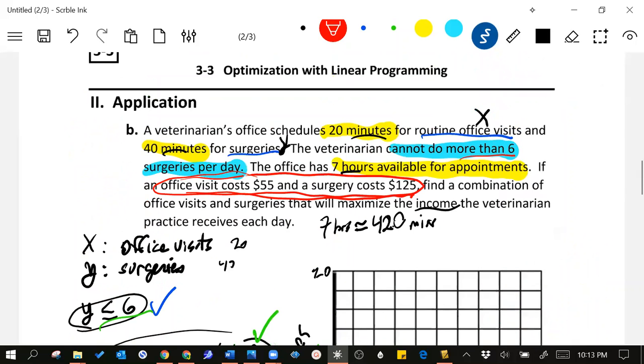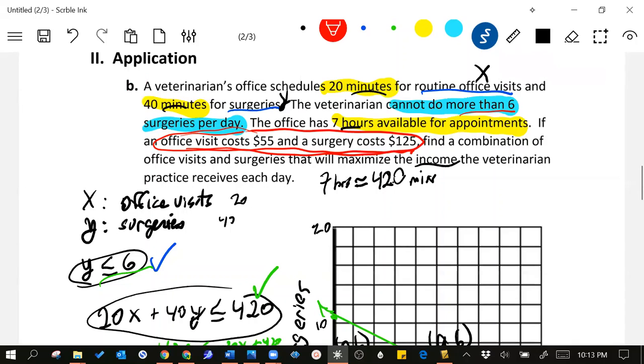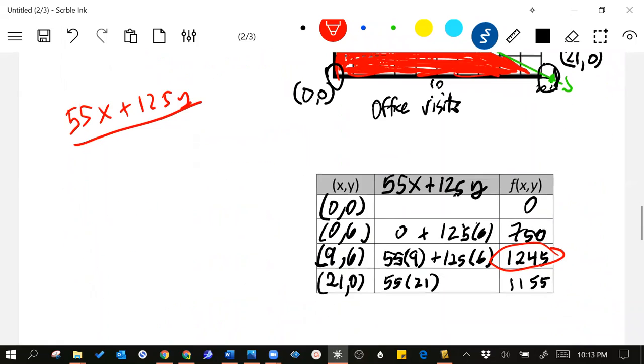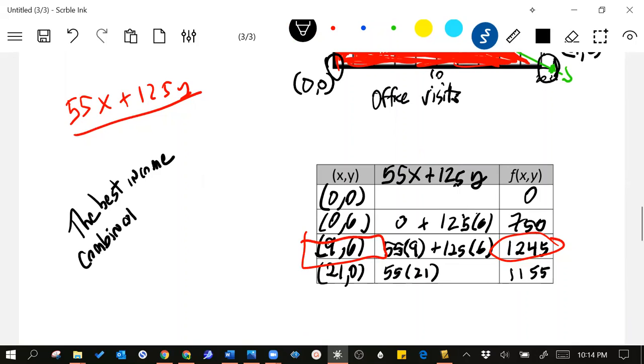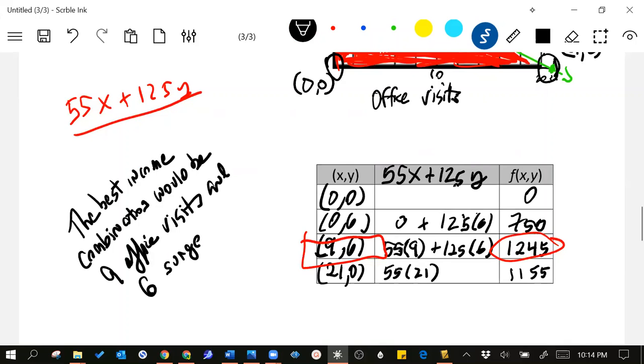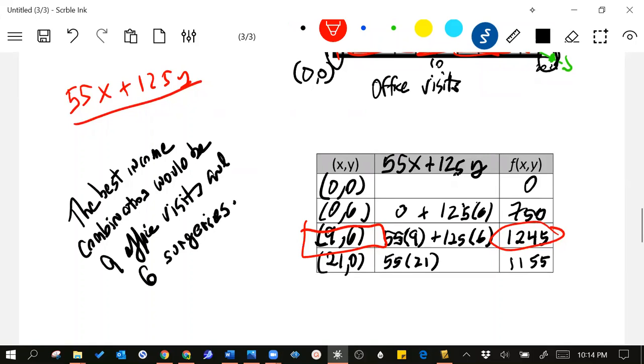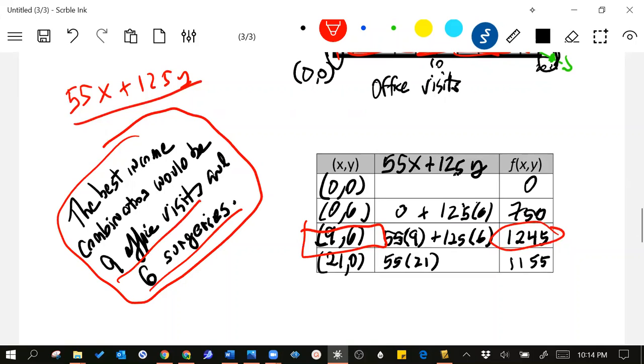So actually then let's see. It says, find the combination that will maximize the income. So this is not the answer. This is the answer. So the best income combination would be 9 office visits and 6 surgeries. 9 office visits and 6 surgeries.